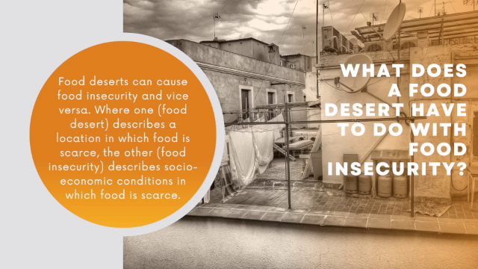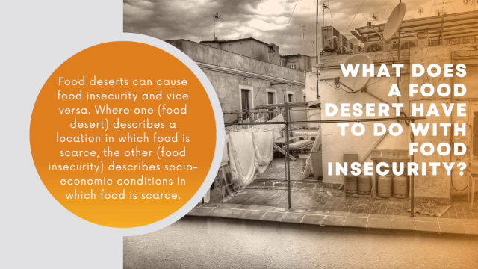Describes a location where food is difficult to find, whereas food insecurity describes a socioeconomic condition in which food is scarce. So one can cause the other, and the other can cause the other, vice versa. And though I will note that it is, of course, possible to live right next to a grocery store or even work at that store and still experience food insecurity.